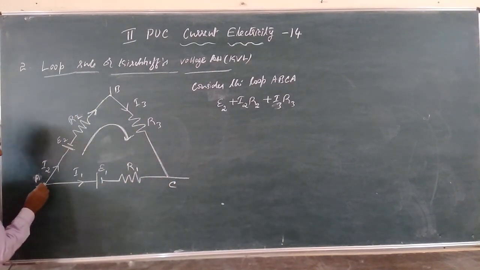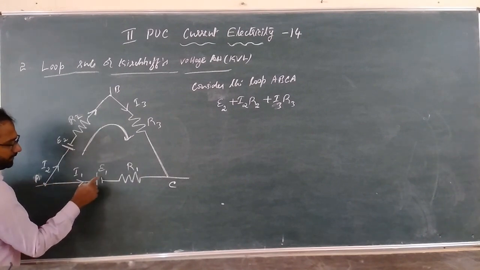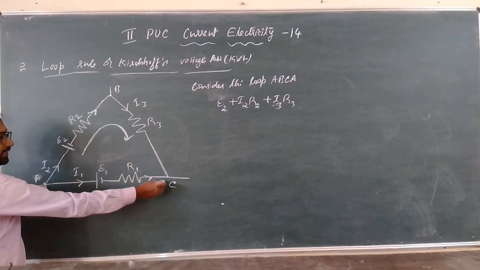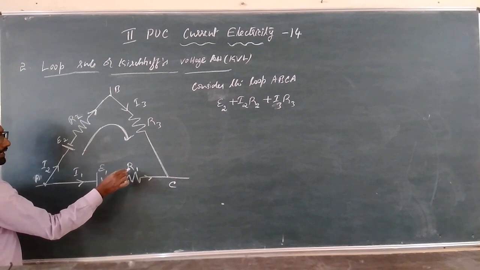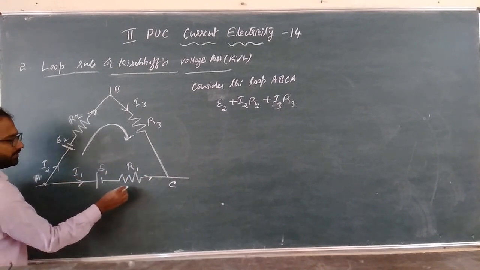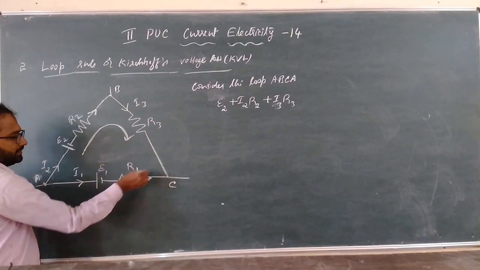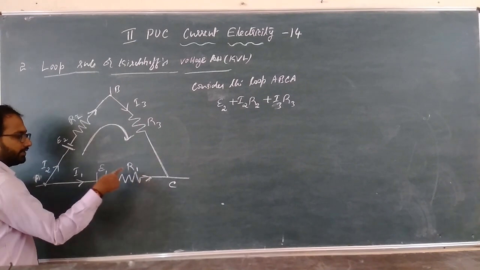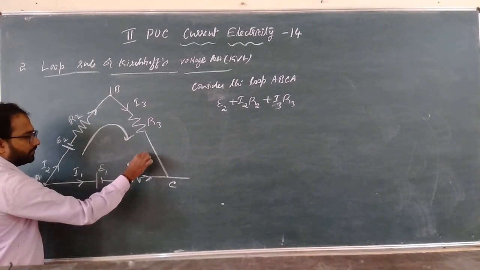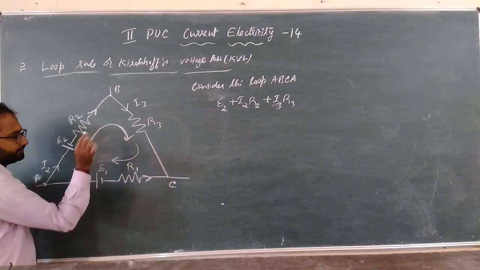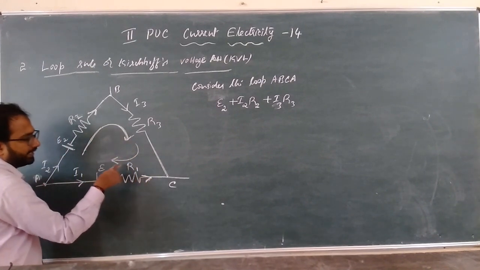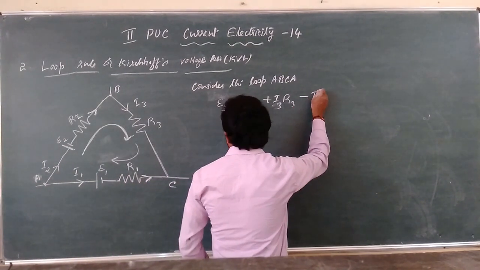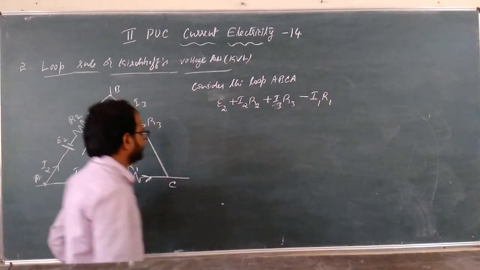Now I have to move from C to A. Current flowing through E1 is I1, and current flowing through R1 is also I1, because it is a single branch, the same branch. So what is the potential drop across R1? That is I1 into R1, Ohm's law, current into resistance. You are moving like this, but the current direction is opposite to the direction of traverse, therefore the potential drop is negative. So minus I1 R1.